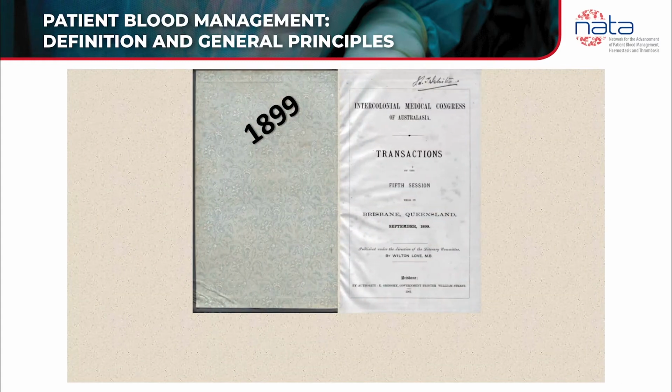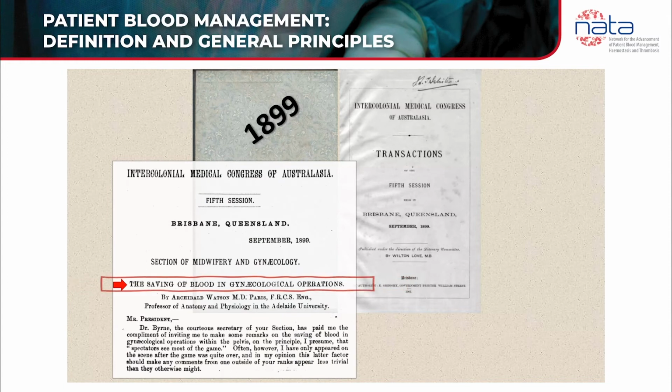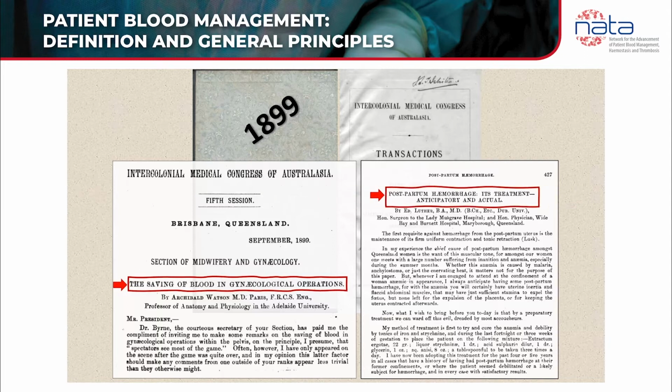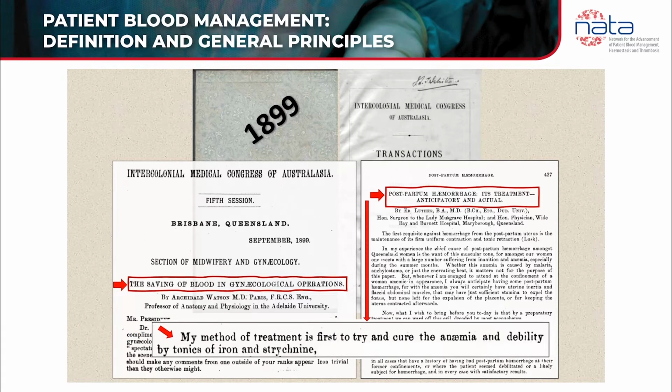In Brisbane, at the last Intercolonial Medical Congress before Federation, we have 2 articles presented there. One was on the saving of blood in gynecological operations, and the other was on postpartum hemorrhage, its treatment, anticipatory and actual. And in that article, the author emphasised the importance of treating anaemia during pregnancy by the use of tonics of iron and strychnine. We obviously would not be using the strychnine today.